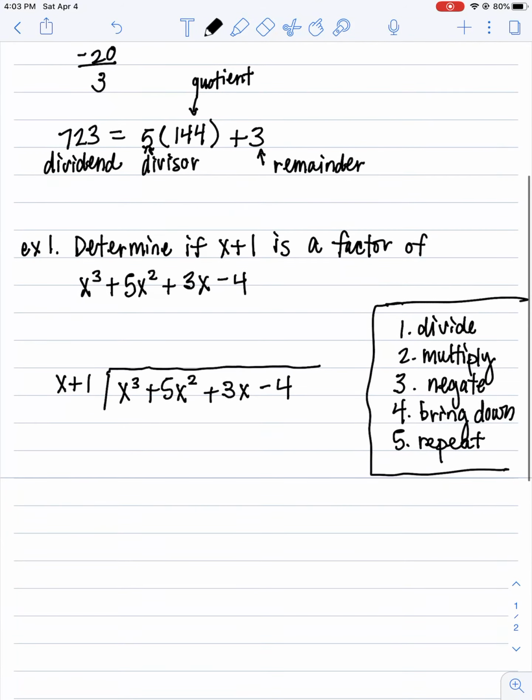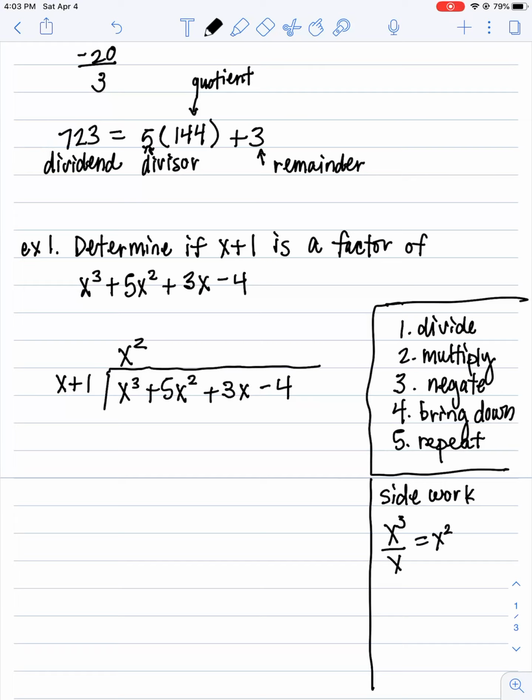So let's get it. Okay, so we're going to divide. Let me put this in a box because this is super important. We're going to divide x into x cubed, which is very confusing for kids. Over here, I'm going to have a little bit of side work, for those of you that need to see all the steps. We're dividing x cubed by x, and hopefully you recognize that x cubed divided by x is x squared. So I'm going to put x squared up here.